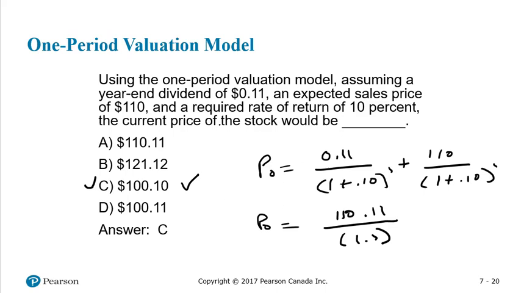Okay, I think that's a pretty easy question. I think the one-period valuation model is very easy. It's just the present value of the future cash flows, and the future cash flows are a dividend and selling the stock at $110. So $110 you'll receive for selling the stock plus the 11-cent dividend, discounting it back at 10% for 1 period. So we just divide by 1.1.